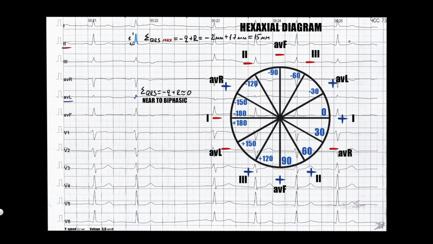After this, we use the hexaxial diagram and find the lead perpendicular to the biphasic complex. After this, find the lead with maximal sum of QRS amplitude, which indicates the alpha angle. If your measurement is correct, these two leads should be at right angle to each other, as in our example. Consequently, the alpha angle is plus 60 degrees, which indicates normal mean QRS axis.